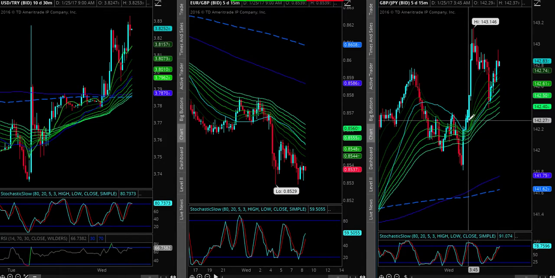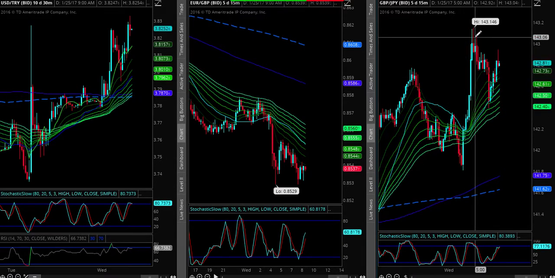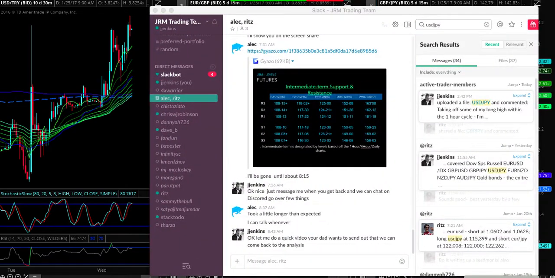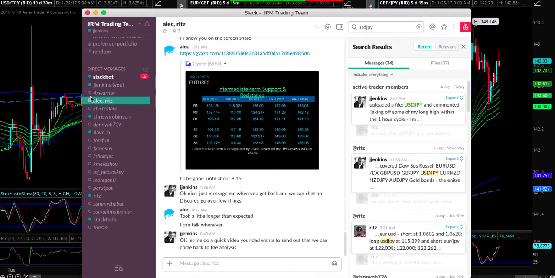We went long right here, right in here, seeing if we could take out these highs. And as soon as we took out that high, I mean, the market just took off. And we took profits into these highs up here. So 3 nice trades. This is my active trader room and what it looks like.